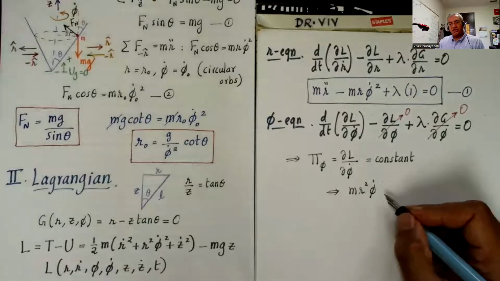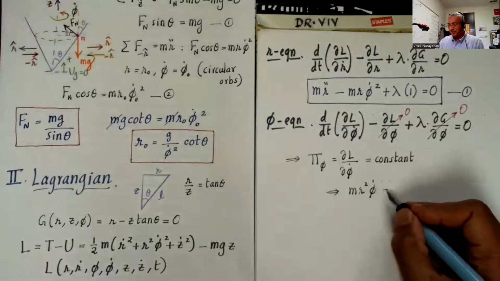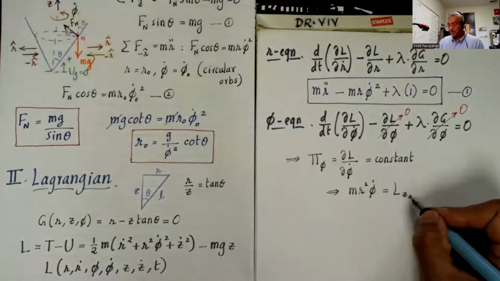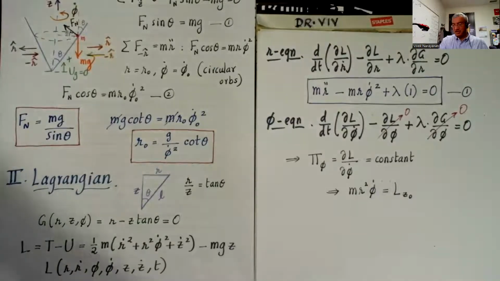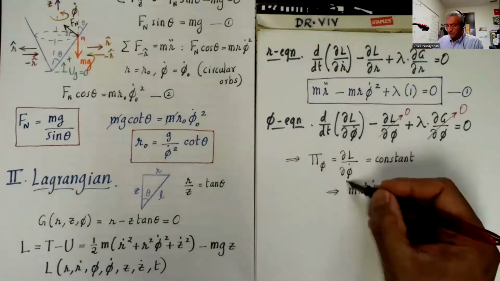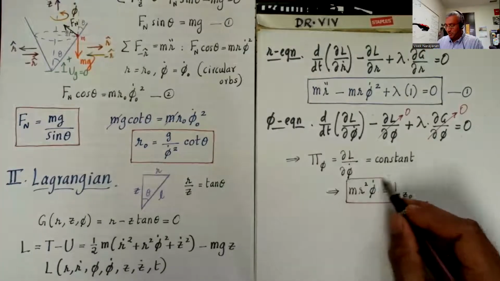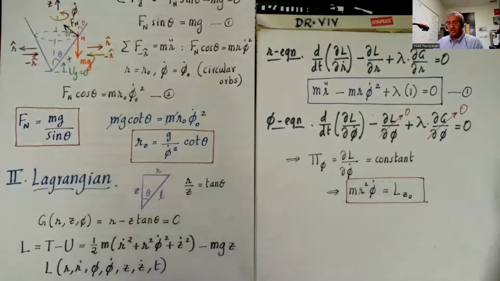Now, this constant is m r squared omega. Well, that's just the moment of inertia times omega. That's the z component of the angular momentum. So this is just Lz naught. So I'm going to keep that as a reference. The z component of the angular momentum is always constant.